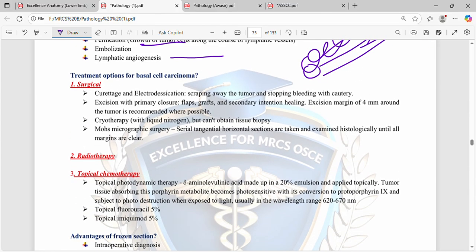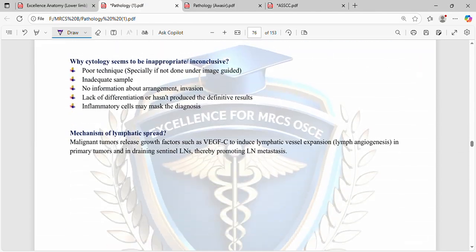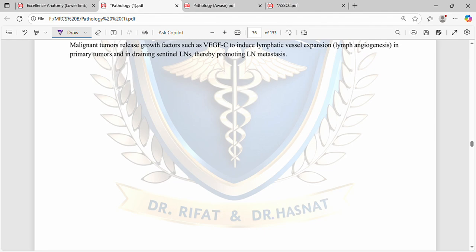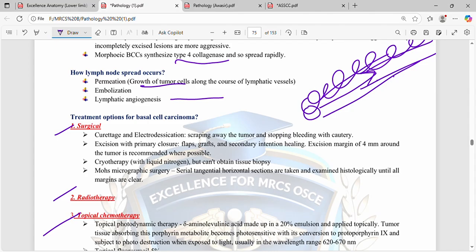Okay, so treatment options for basal cell carcinoma: we have surgical techniques, radiotherapy, and topical chemotherapy. Among the surgical treatments, we have curettage and electrodesiccation, scraping away the tumor and stopping bleeding with cautery, and excision with primary closure.